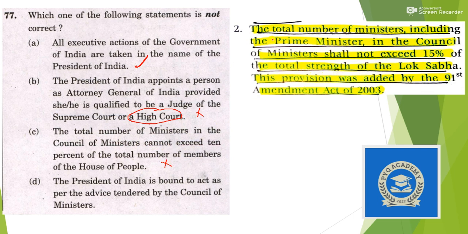So you can see here the total number of ministers including the Prime Minister in the Council of Ministers shall not exceed 15%. Actually the 10% limit is only for Delhi, not for House of People, that is not for Lok Sabha. And the President of India is bound to act as per the advice tendered by Council of Ministers. Yes, he is bound. So in this question you find that there are two statements wrong. I don't know which will be the correct option given by UPSC. I think they are going to drop this question because those two statements are wrong.